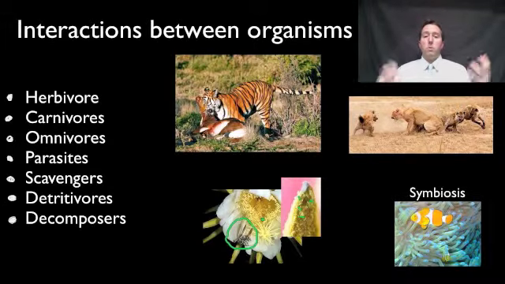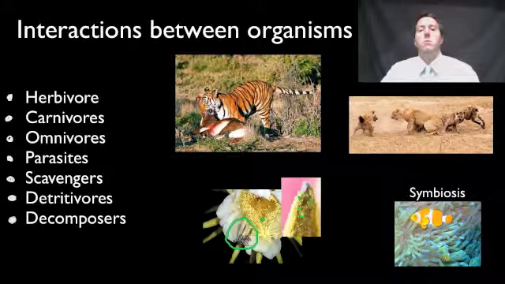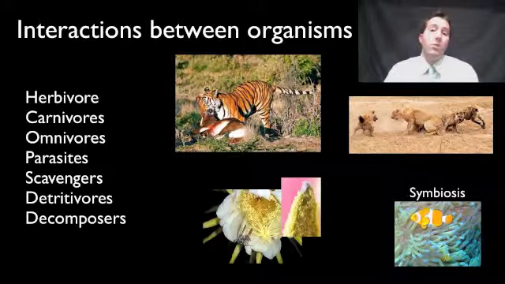So interactions between organisms are many and varied, but of course the main way that organisms interact with each other is as a source of food.